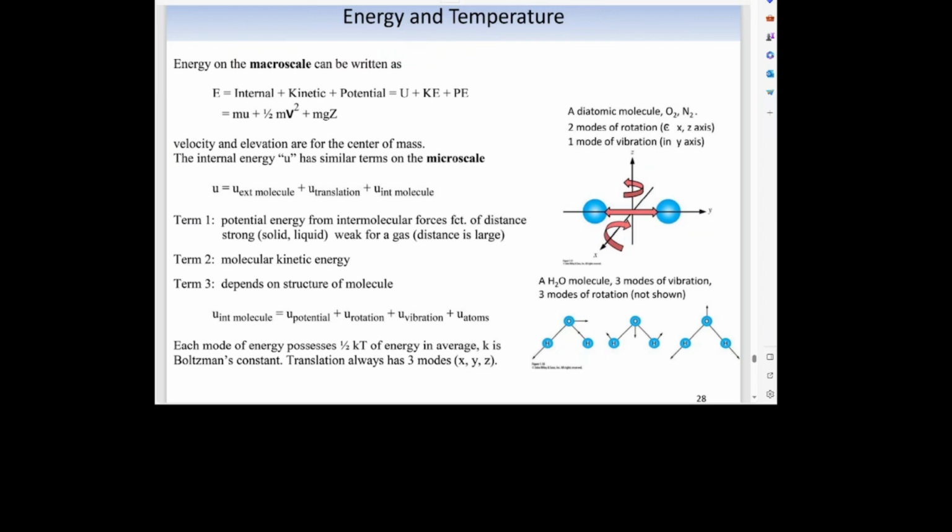Okay, so we could break the internal energy up into three separate parts, and the first part would be the intermolecular forces between molecules. Then we have any kind of translational kinetic energy associated with it. And then the last one would be due to the internal atomic structure of a molecule. Which you could even break down into potential, rotational, vibration, and the energy of the atoms. And each mode of energy possesses 1/2 kT of energy on average, and k is the Boltzmann constant. All right, so we'll use that later on in the class.